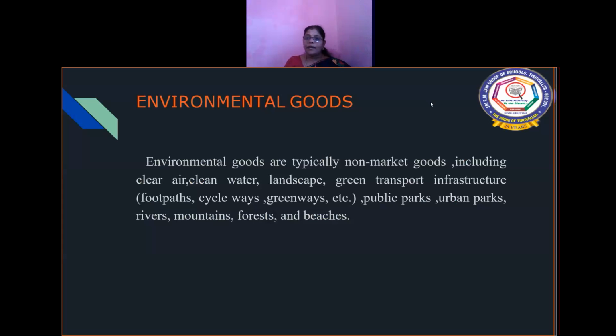Yesterday we discussed environmental economics. Today we are going to discuss environmental goods and externalities. Environmental goods are non-market goods including clean air, clean water, landscape, green transport infrastructure like footpaths, cycleways, greenways, public parks, urban parks, rivers, mountains, forests, and beaches. These are all natural gifts given by God.